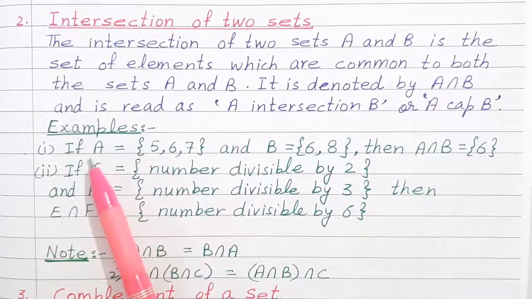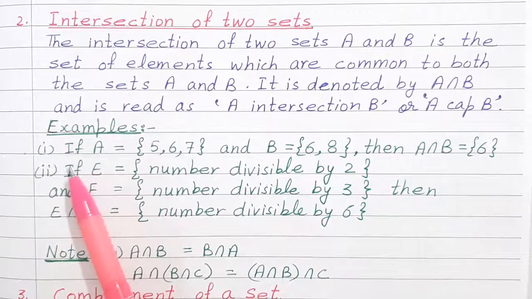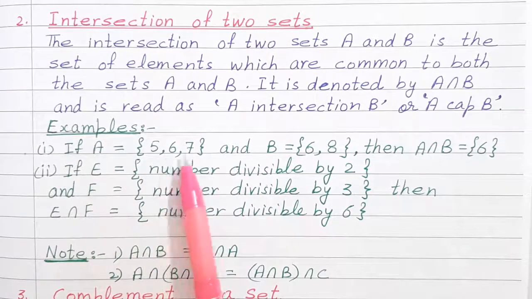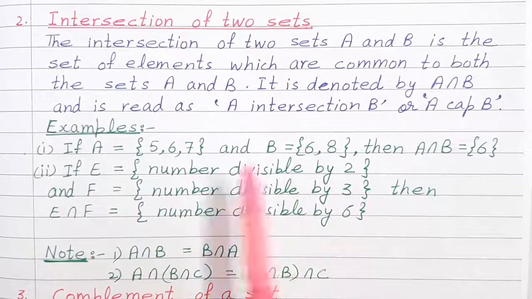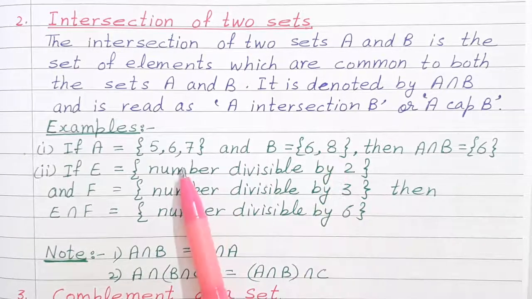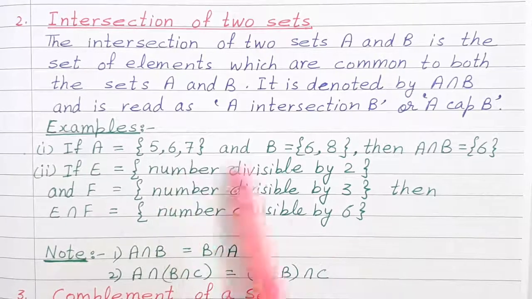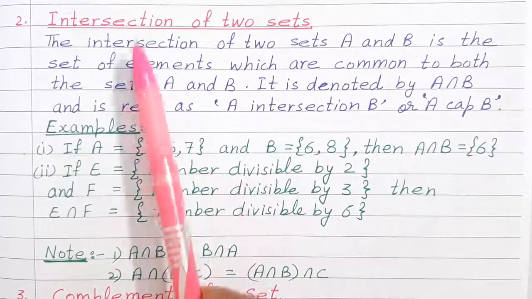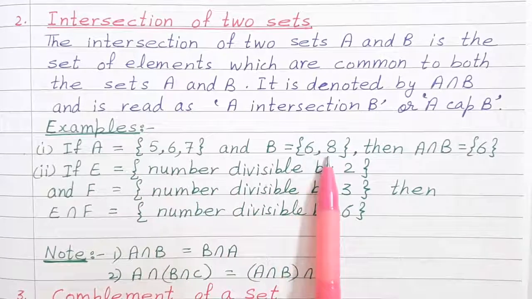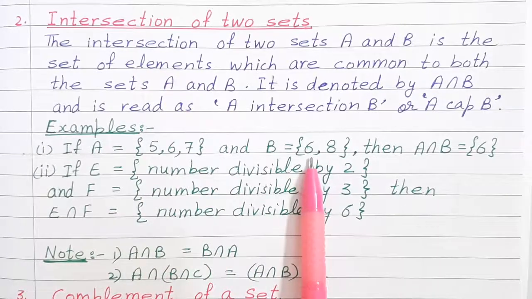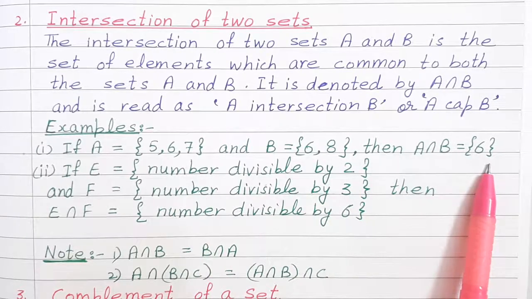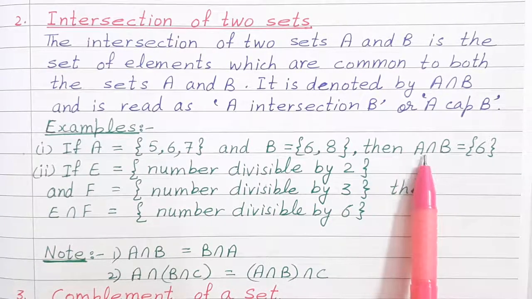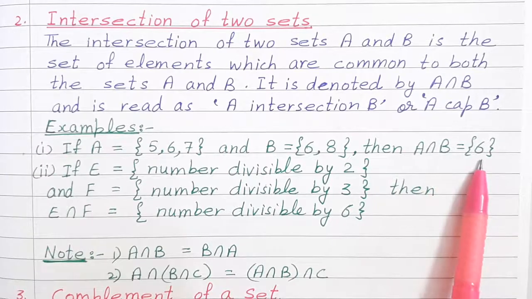Now let us discuss one example here. If A is {5, 6, 7}, B is {6, 8}. Children, I have used the same example as we have discussed in the case of union. There we combined all the elements, but here in the case of intersection, we just take only the common element. So you can see only the element 6 is common. So therefore, A ∩ B is {6}.